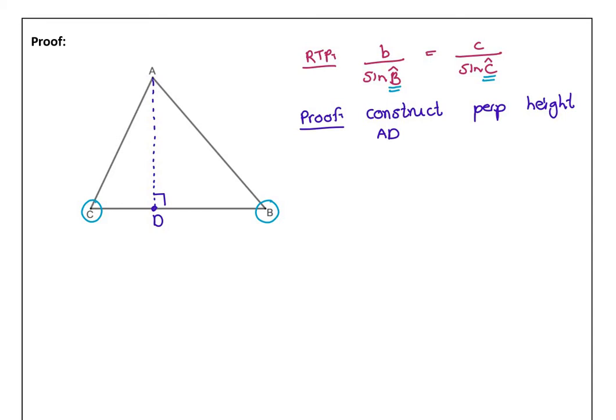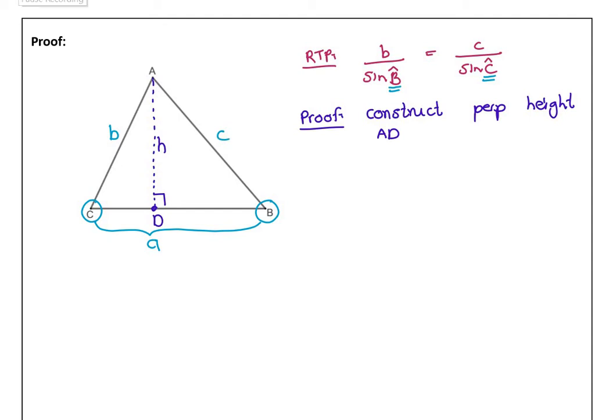Now often we call this baby H for perpendicular height. Some people then get confused with H for hypotenuse, so you can just leave it being called AD if you prefer. Now in order to go further, let's just quickly label our triangle. This side here, the side of CB, would be called baby A, this would be called baby B, and this would be called baby C.